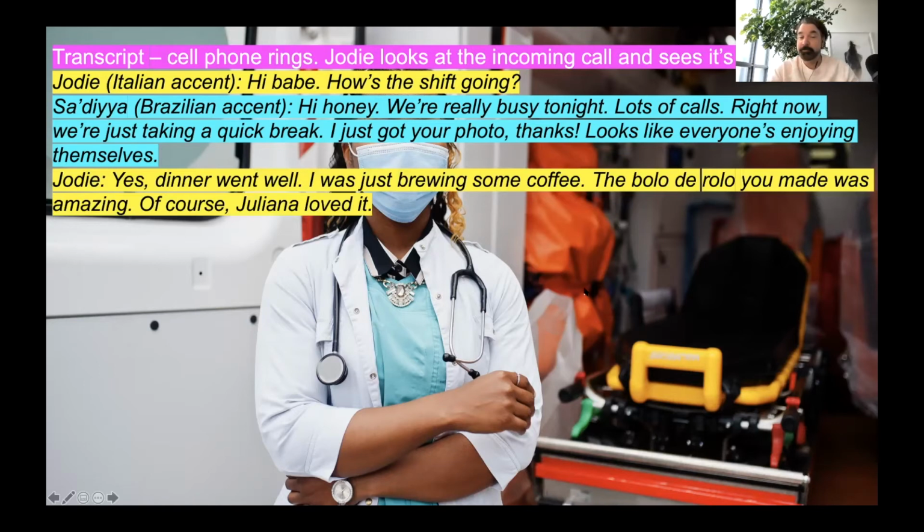Yes, dinner went well. I was just brewing some coffee. The bolo de rolo you made was amazing. Of course, Juliana loved it.